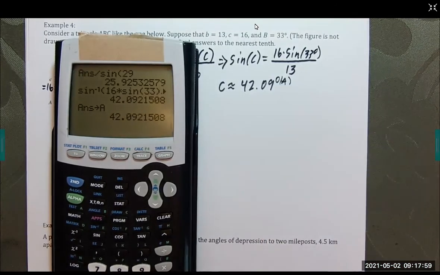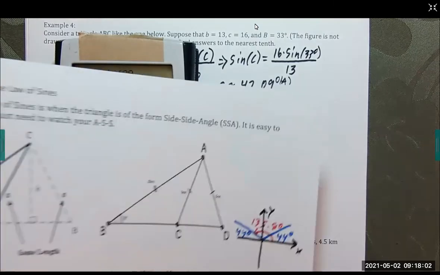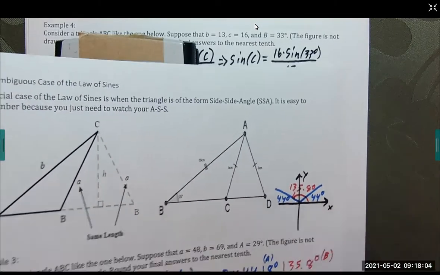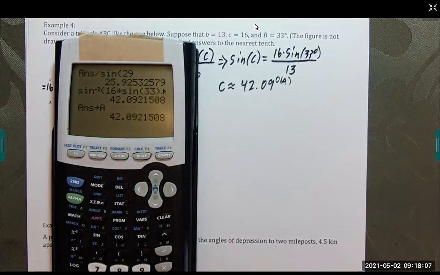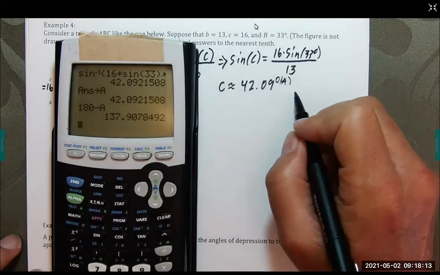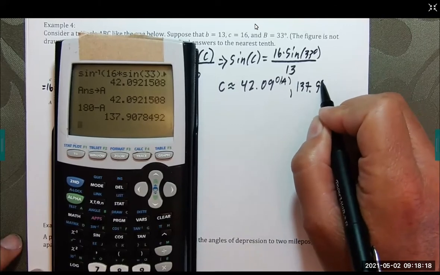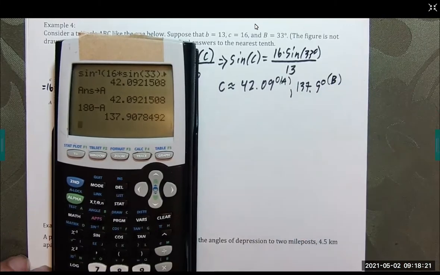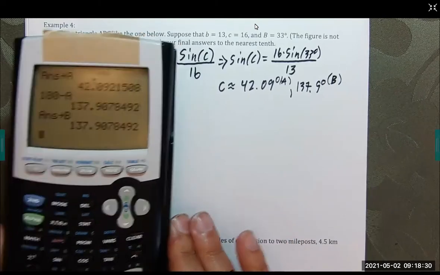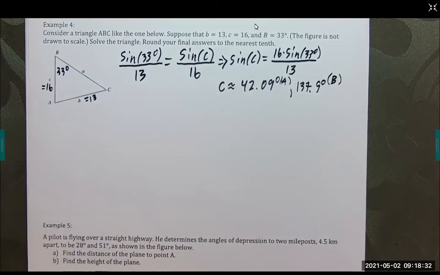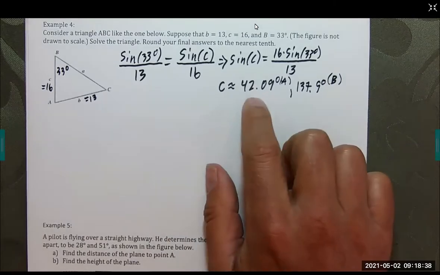And for the same reasons as the problem before, I'm going to do 180 minus that angle, this angle. So 180 minus A. So here's our other potential answer, 137.9 degrees. I'm going to store that as B. And when you store a new memory, it erases the old and puts in the new. And since I don't need those other ones anymore, I can just do that. All right. So let's start with the assumption that C is 42.09.